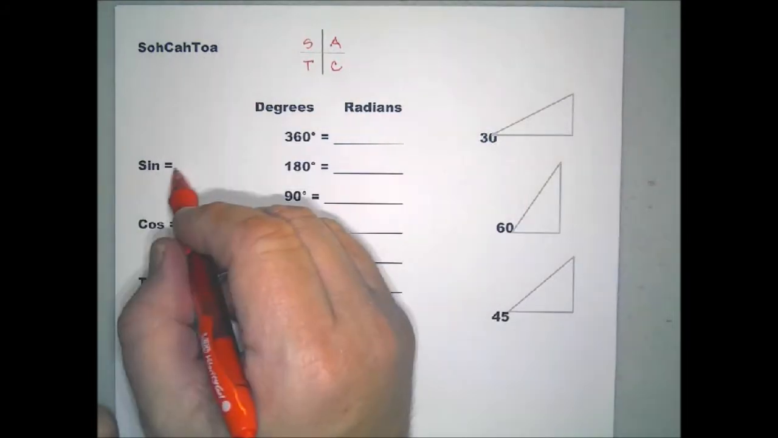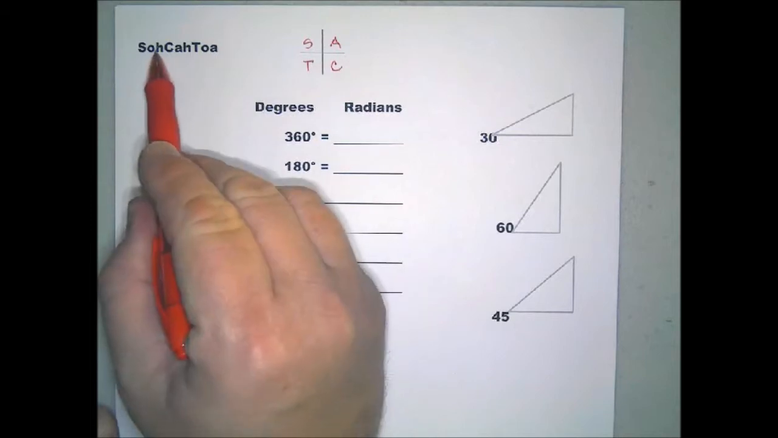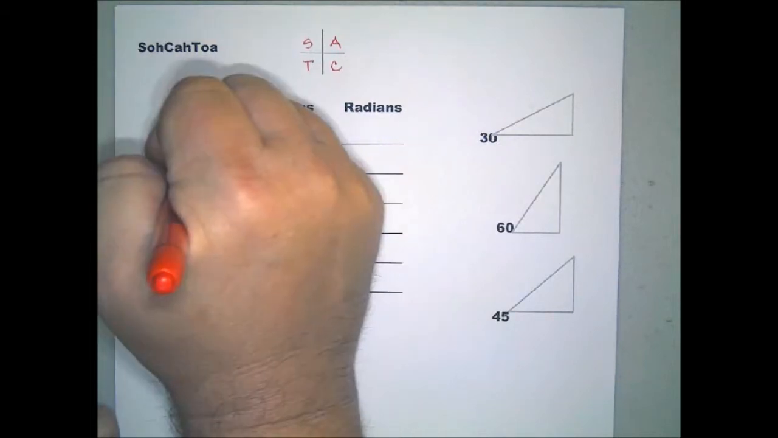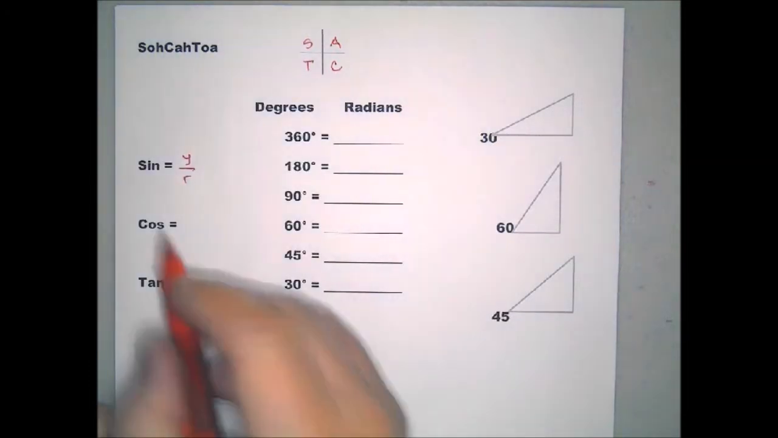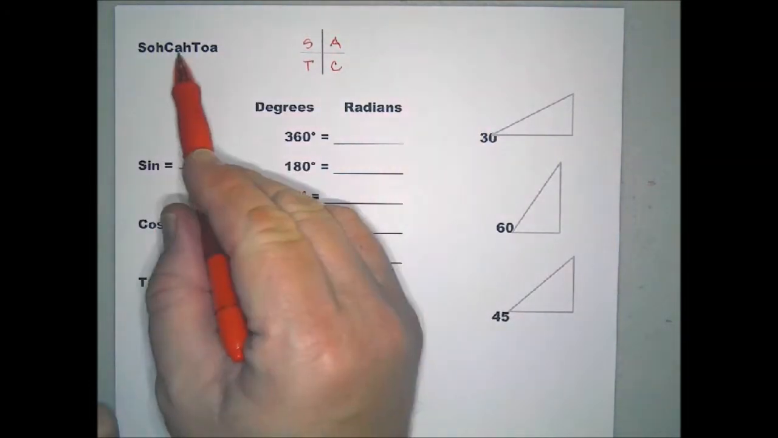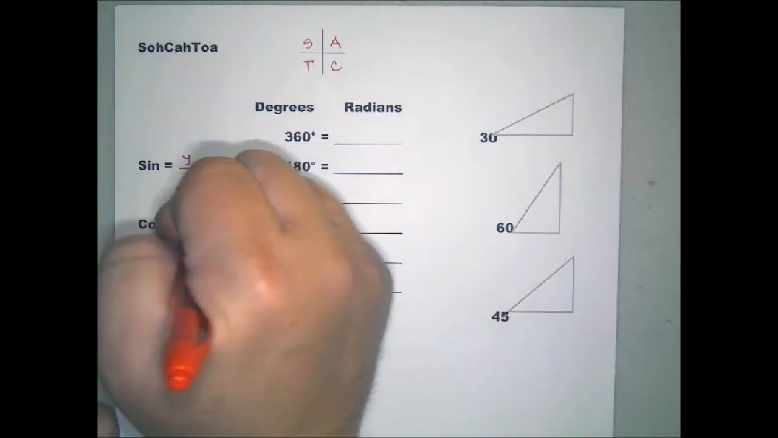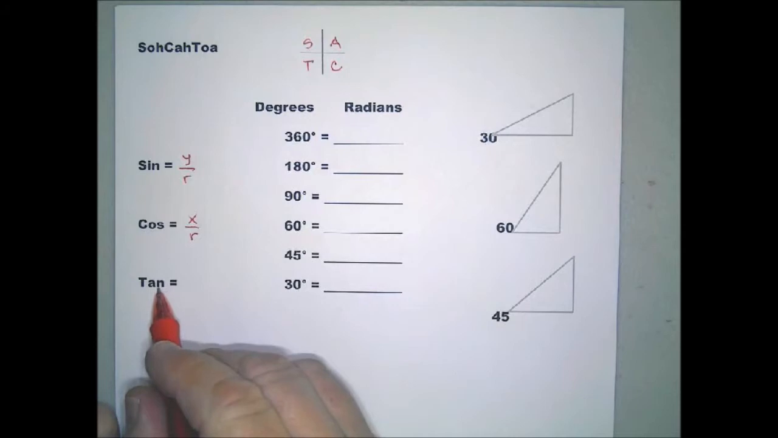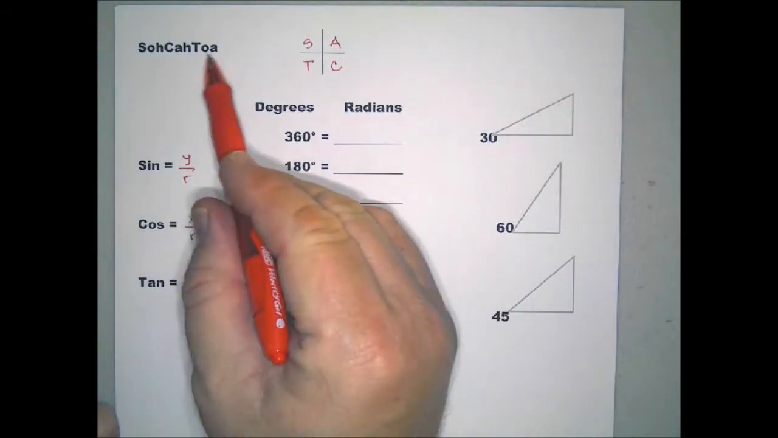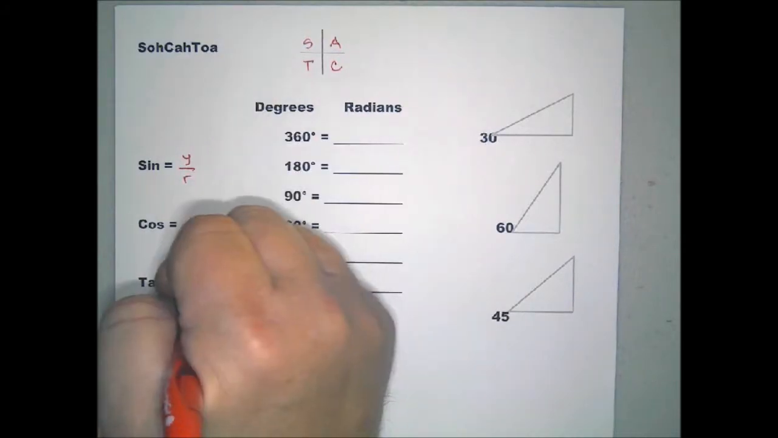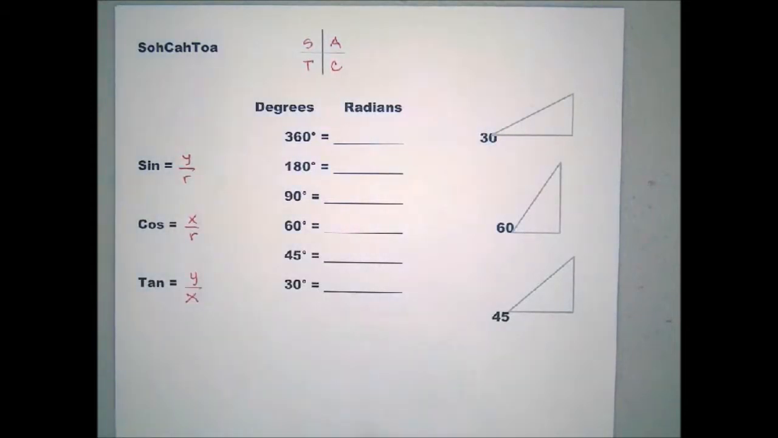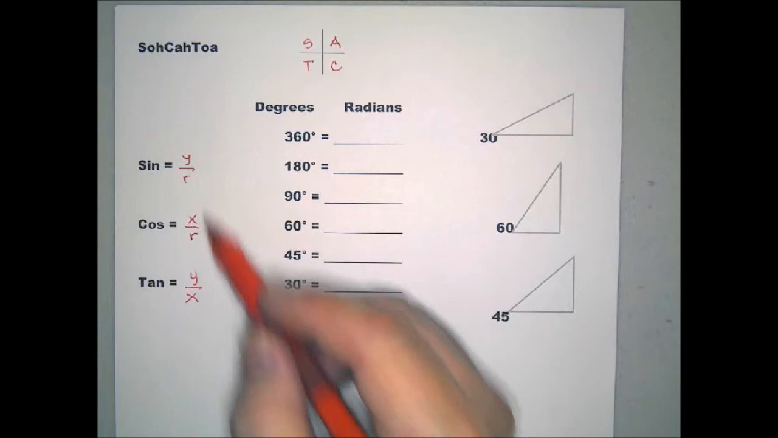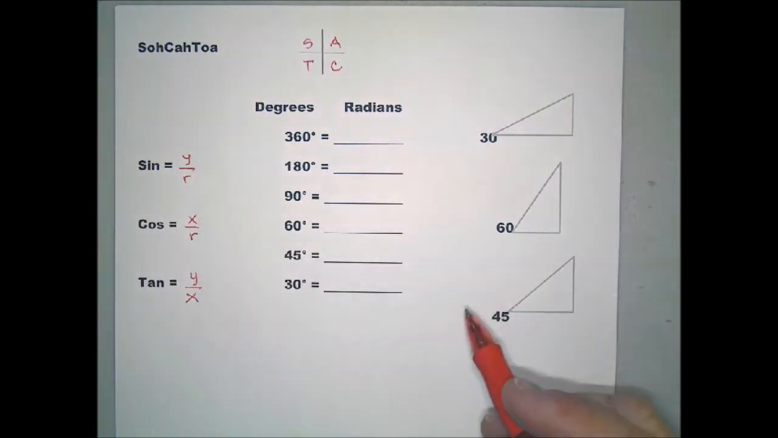So sine, in addition to being opposite over hypotenuse, is also y over r. Cosine, in addition to being adjacent over hypotenuse, is also x over r. And tangent, in addition to being opposite over adjacent, is y over x. Now that's if you're on quadrantals. You're going to need this information if you're on quadrantals.